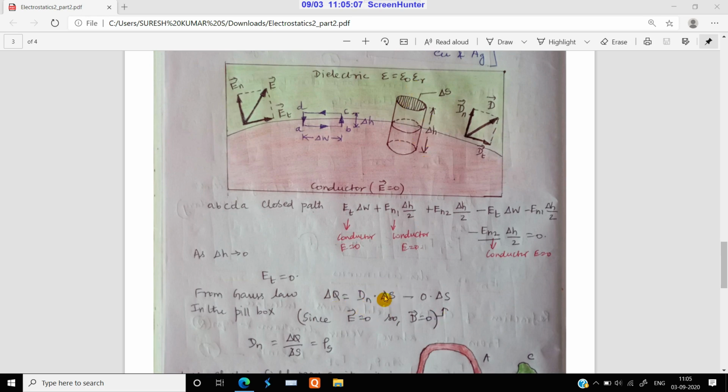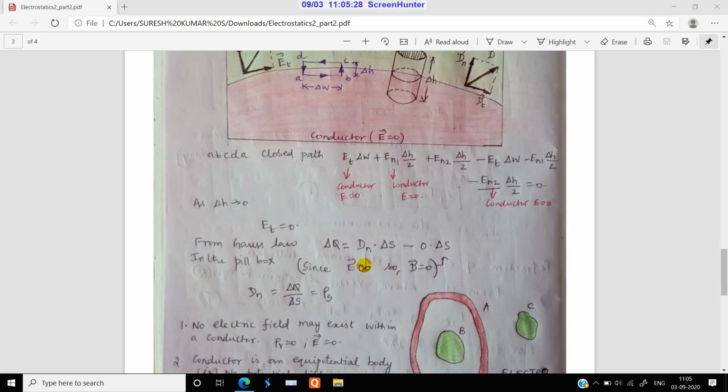We are having Dn = ∂Q/∂S along the particular dielectric medium only. Along the particular conductor medium, we don't have any charges, so we are having 0 as the flux density value. Since E is equal to 0, D is also equal to 0, so here 0 is coming. So this particular equation can be written as Dn = ∂Q/∂S.